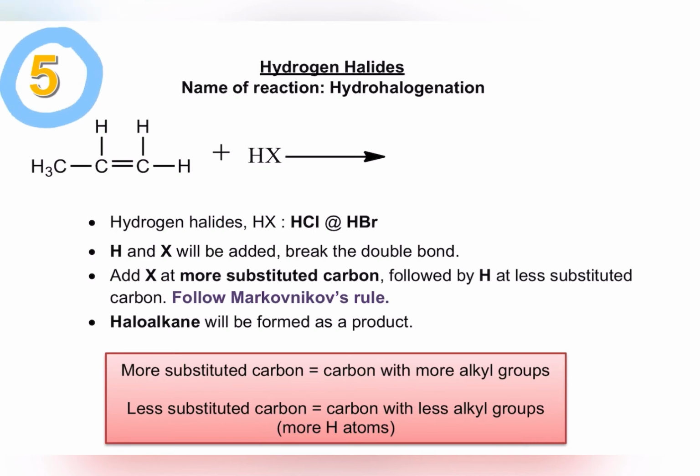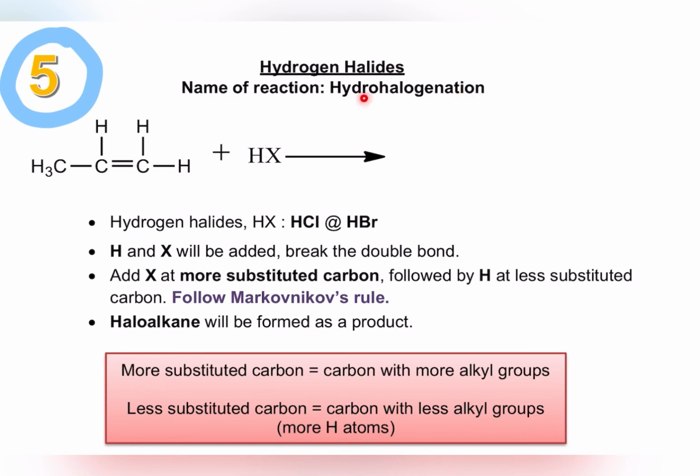Next one, we go to the fifth reaction, where this reaction is very special because we will have mechanism for this one. But in this case, I'm not going to explain more about that. We're going to focus a lot about mechanism in the next video. But for now, I'm going to continue with the reaction, where this reaction is what we call as hydrogen halides. And the name of the reaction is hydrohalogenation.